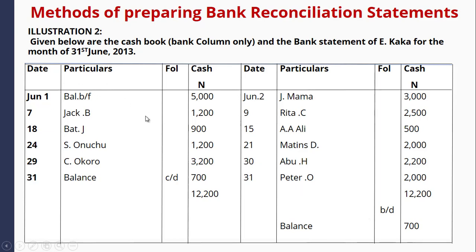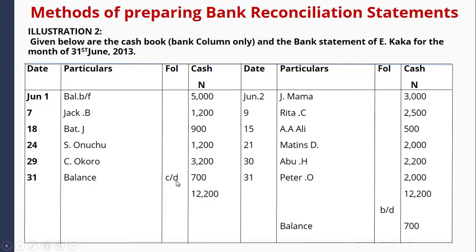The next illustration is that given below are the cash book, which is bank column only, and bank statements of Kaka for the month of June 2013. We have the cash book. Balance brought forward is 5,000. Balance carried down is 700, which means balance brought down is 700. You can see that the balance brought forward was a normal balance.